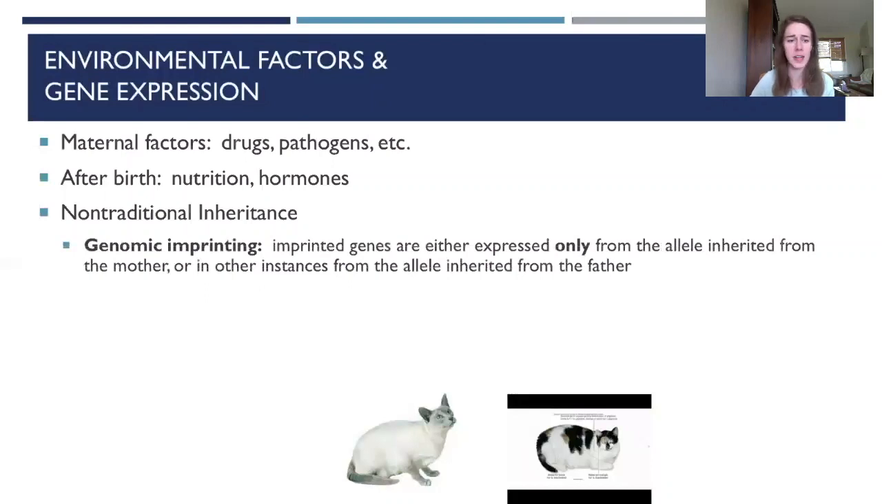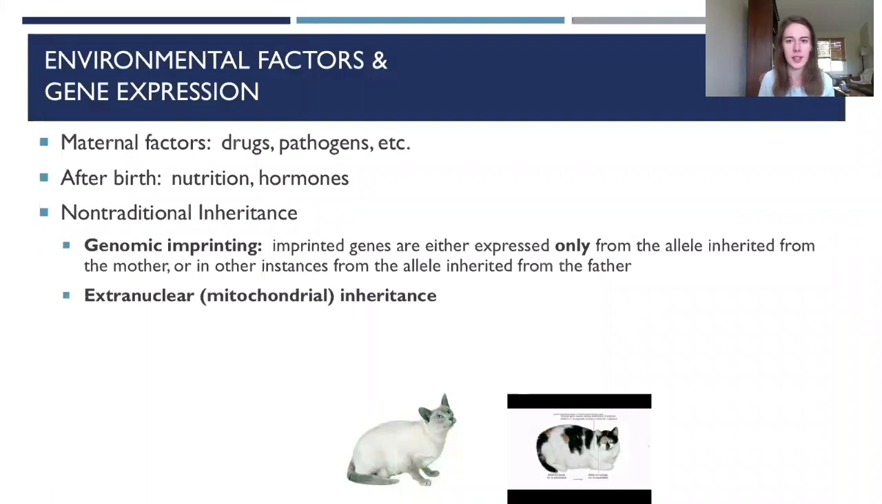A couple other weird examples of non-traditional inheritance. Your book briefly talks about this. Genomic imprinting is when only your mom's or your dad's allele is going to be expressed. So maybe you get an allele from each of them, but for some reason, only mom's or only dad's is going to be turned on. And that probably has to do with some other factors in your DNA that cause certain traits to be turned on and off.